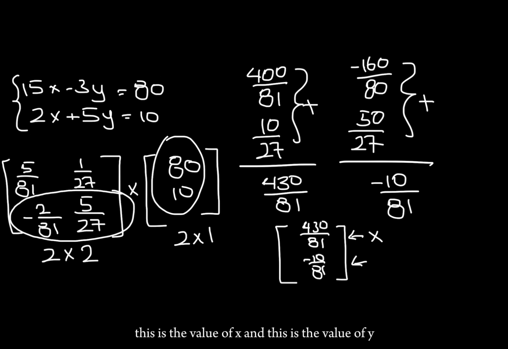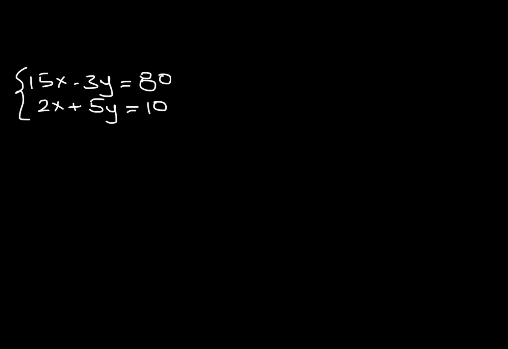This is the value of x, and this is the value of y. If you recall previously in this video, these are the values of x and y that we have found by using another method to solve the linear equations. Therefore, we have solved for x and y. How about the method of elimination? In this method, we eliminate either x or y. We find the solution for one of the values, and then we use substitution to find the other value.